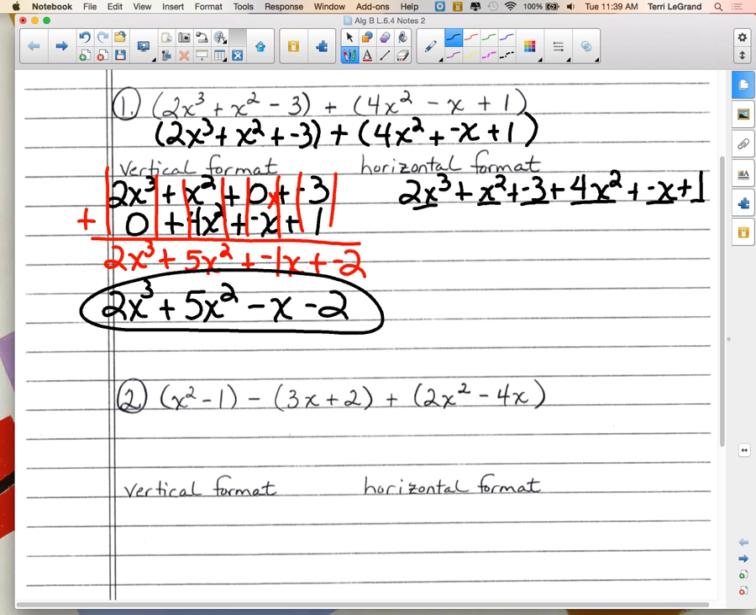What's our next move in horizontal format? Group them. Put the like terms together. So go ahead and start doing that. And when you're grouping, your brain should say standard form. Standard form. What would be standard form? 3, 2, 1, 0.